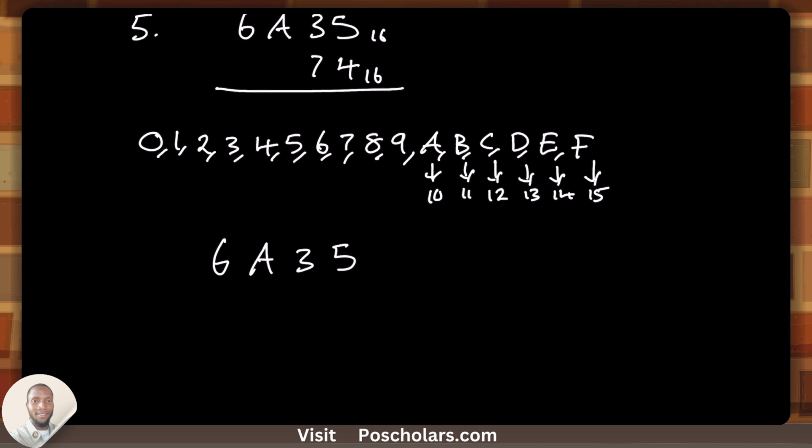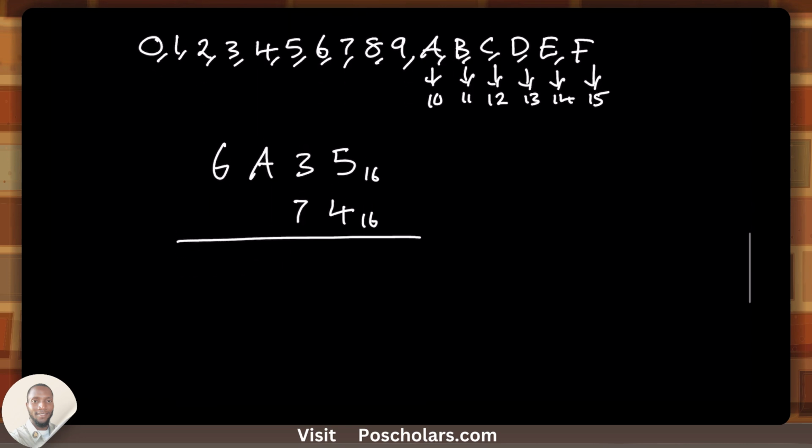Now let's multiply straight away. 6a35 multiplied by 74, all in base 16. Now you need to follow me carefully. So let's start. 4 times 5 gives 20. You can't write down 20 because it's greater than the base. So you say 20 divided by the base, which is 16, gives what? 1 remainder 4. So you write down the remainder 4 and carry 1 somewhere here, right?